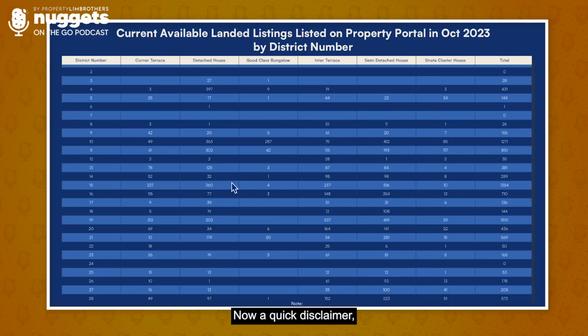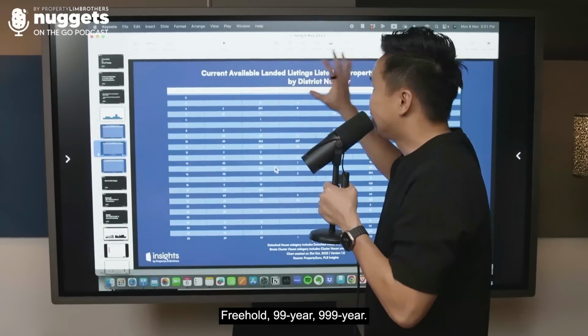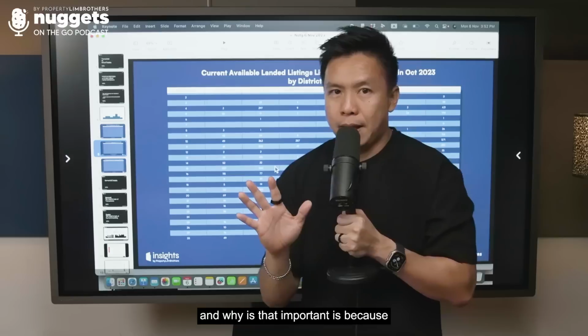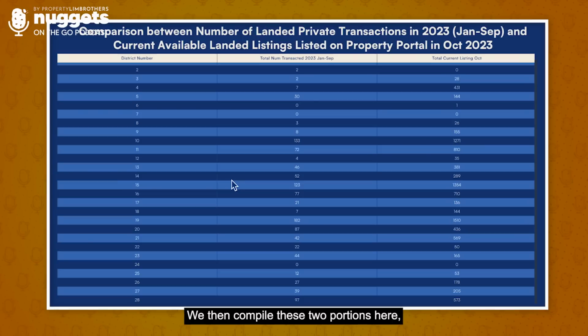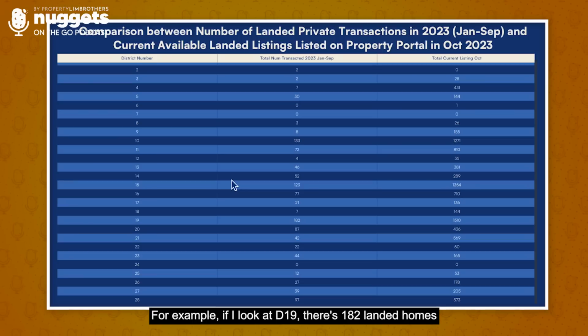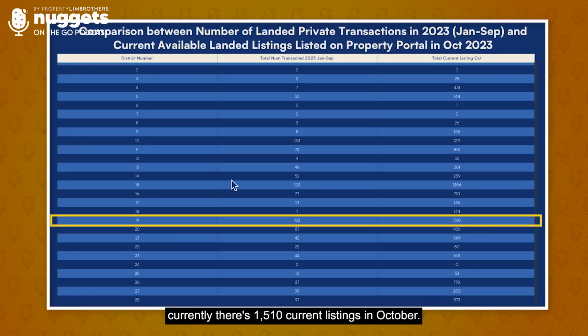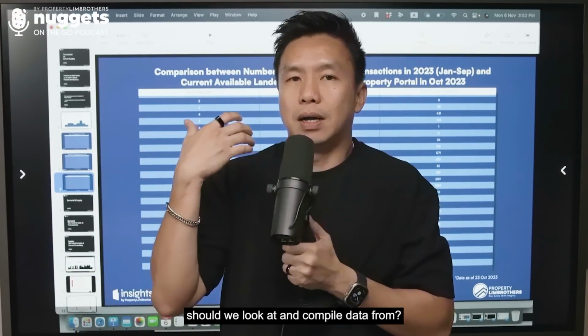Now, a quick disclaimer: this whole table includes all tenure, freehold and 99-year. I just want to look at in totality how many landed listings there are. Why is that important? Because I want to know how many listings are listed for sale. We then compile these 2 portions, the number of transactions that happened in Jan to Sep per district. For example, if I look at D19, there are 182 landed homes that have been transacted versus currently 1,510 listings in October. And of course, the next question to ask is which portal should we look at and compile data from?